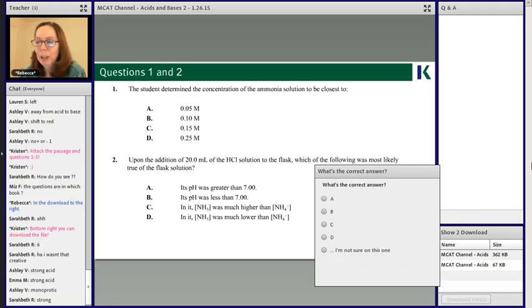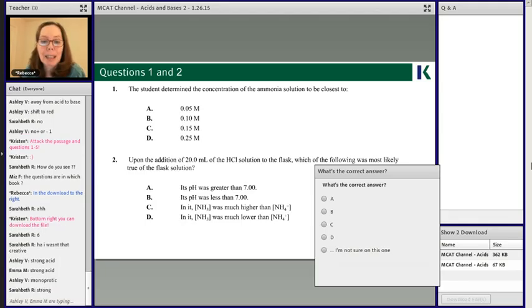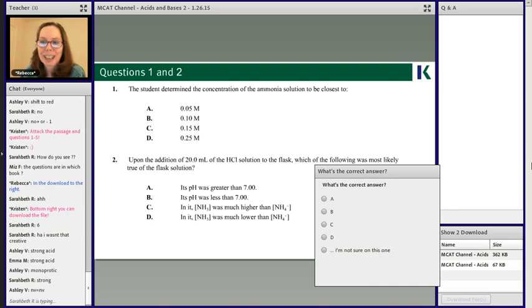What formula did we use for question 1? This is one that we went over in Acids and Bases 1. And it's the classic solution that we use. Yes, N_A V_A equals N_B V_B.